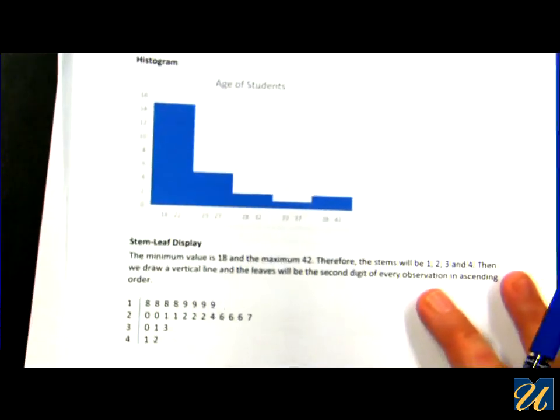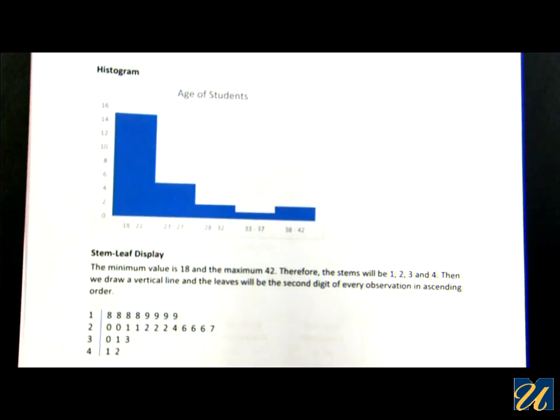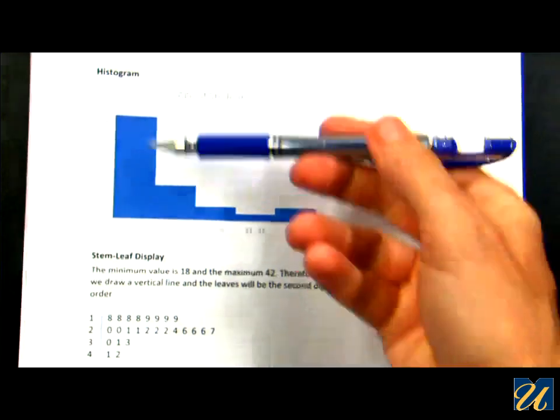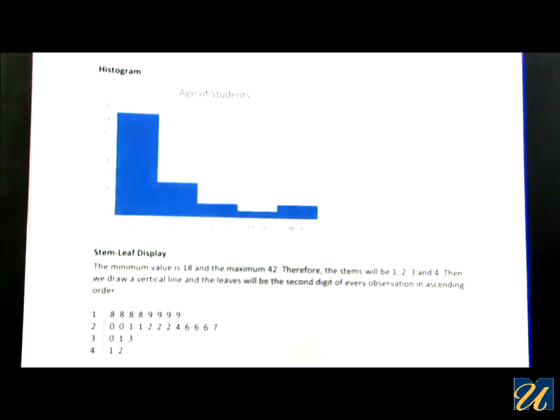So let's look at this example. Based on the table that we previously did, the histogram would look something like this. Again, I used the frequency.